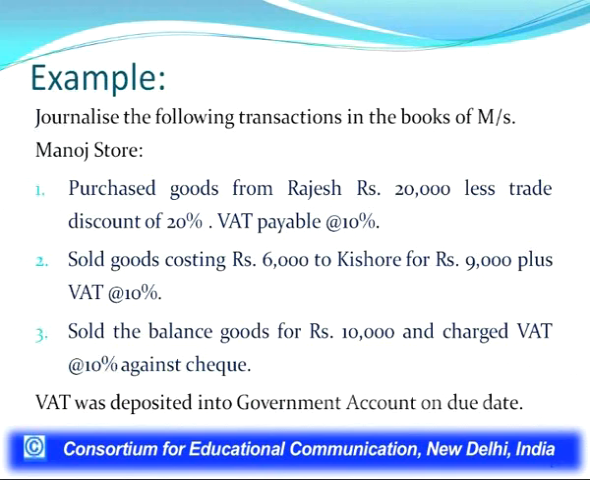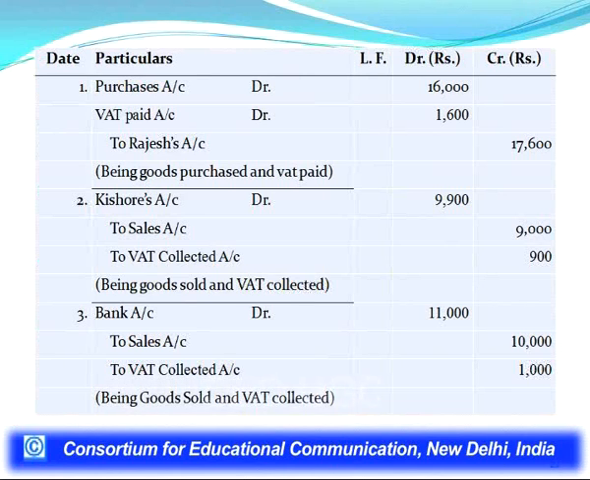Another sale transaction, sold the balance goods for rupees 10,000 and charged VAT at 10% against check. This goods we have sold against the check. So, checks are deposited into bank. So, this is a banking transaction. So, we shall debit bank account. Selling price of goods 10,000. So, the sales is 10,000 and VAT collected is 10%, that is 1,000. So, the total amount is 11,000.